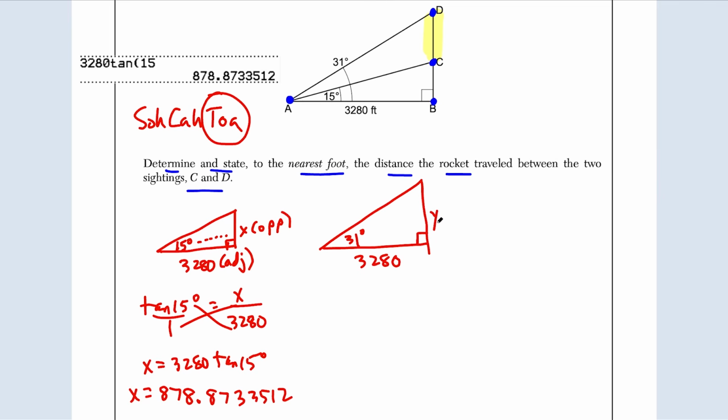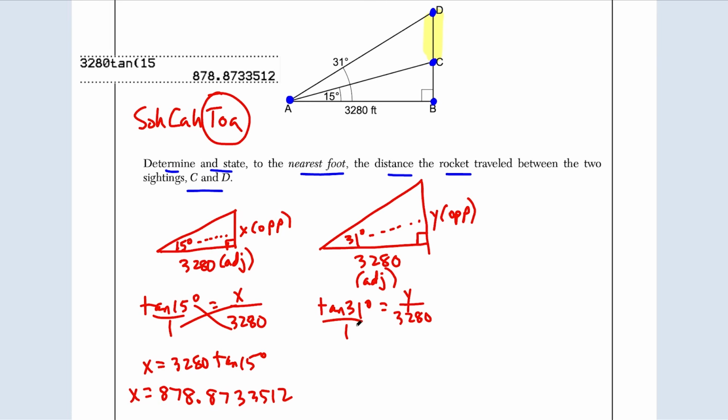So now for the second triangle, we have y is opposite of the 31-degree angle. So this is the opposite side. And then this side here, 3,280, is adjacent to the 31-degree angle. So once again, we're going to be using tangent. And this time around, we're going to have tangent of 31 degrees is equal to the side opposite is y over the adjacent side is 3,280.